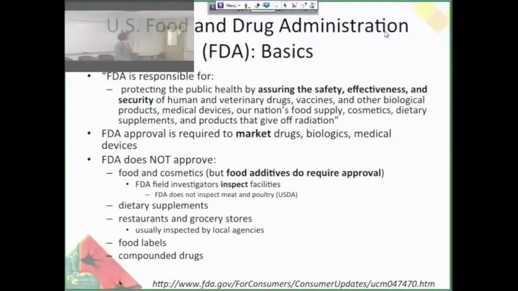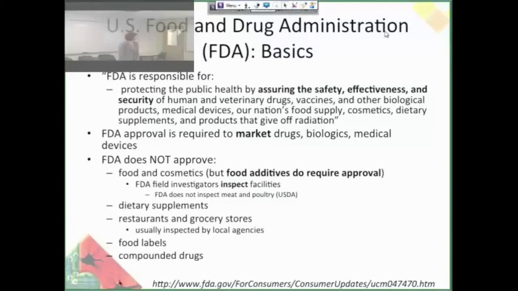That's not under the purview of the FDA. Restaurants and grocery stores are usually inspected by local authorities, and hopefully the creamery at Penn State is inspected by local agencies, but it's not the FDA. The FDA definitely does not inspect meat and poultry at all, because that's regulated by the USDA, the U.S. Department of Agriculture, so that's not under the purview of the FDA. Labels that go on food, like nutrition facts, that's not something the FDA deals with, even though they deal with labels for drugs and medical devices a lot.